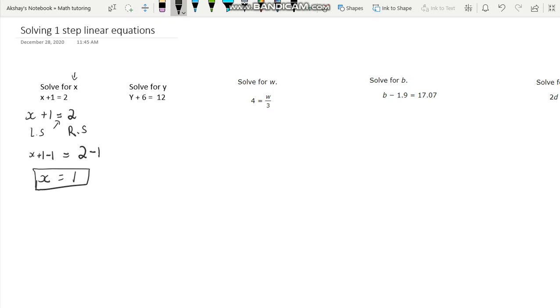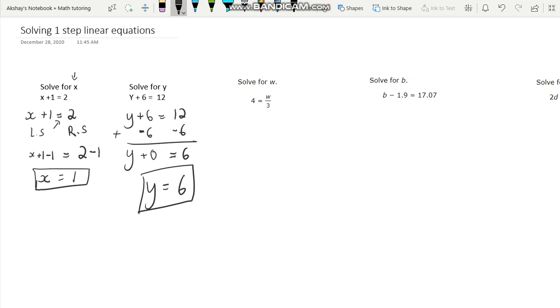All right, moving to our second example, we have solve for y. y plus 6 is equal to 12. I have to isolate my y, and in this case, I can subtract 6 from both sides. Positive 6 minus 6 gives me 0. 12 minus 6, positive 12 plus negative 6, gives me positive 6. Hence I know y is equal to 6.